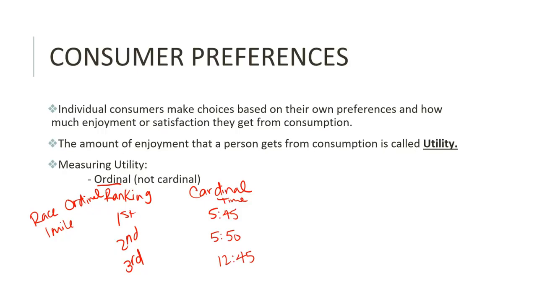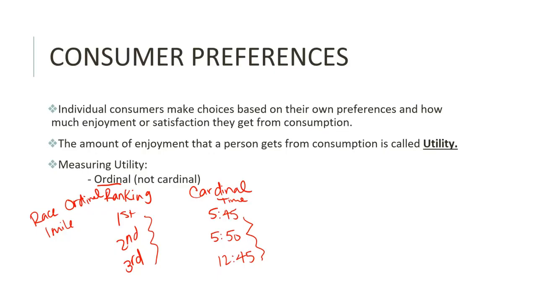So on the ordinal ranking, we have someone who did the best, someone second, and someone third. But the first place runner didn't do it twice as fast as the second place. Or second place didn't take twice as long, right? It's just 5 seconds behind. And then between second and third, it's more than double the amount of time. So cardinal is like the actual values. Ordinal is going to be a ranking system.